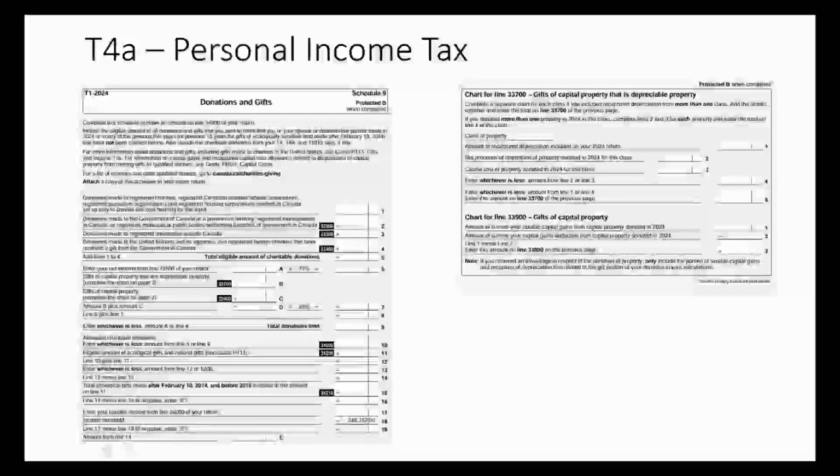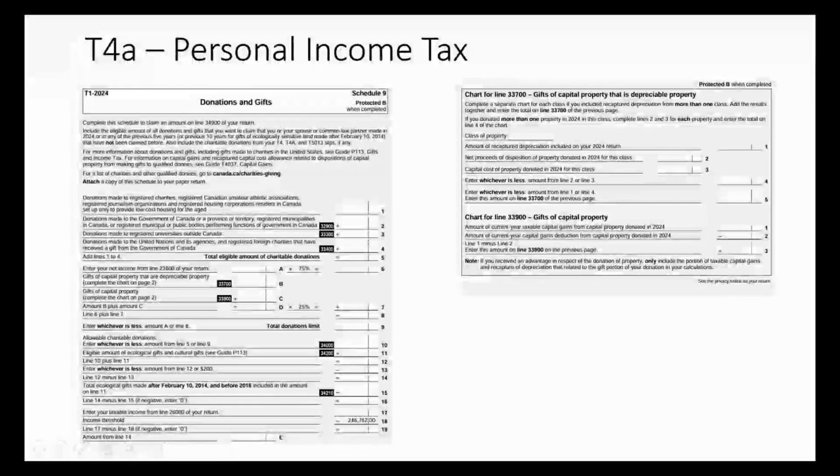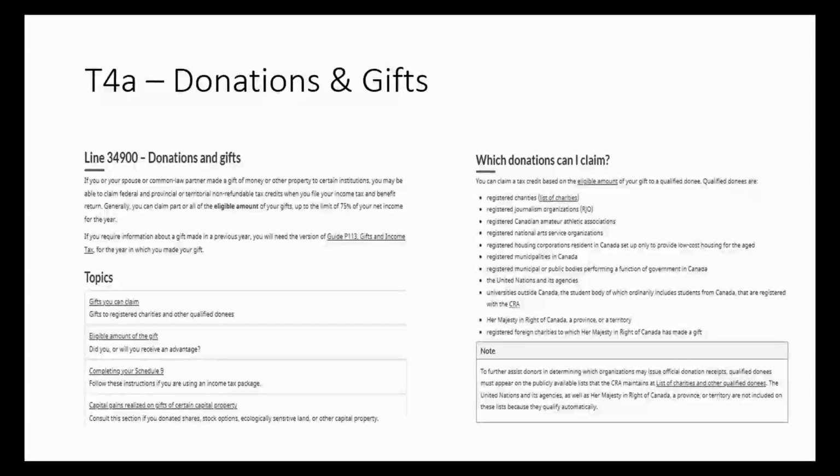Donations and gifts. This is Schedule 9. It will show up on your TurboTax software as well. So under description, if you or your spouse or common law partner made a gift of money or other property to certain institutions, you may be able to claim federal and provincial or territorial non-refundable tax credits when you file your income tax and benefit return. Generally, you can claim part or all of the eligible amount of your gifts up to the limit of 75% of your net income for the year.